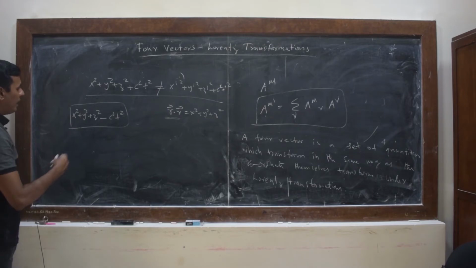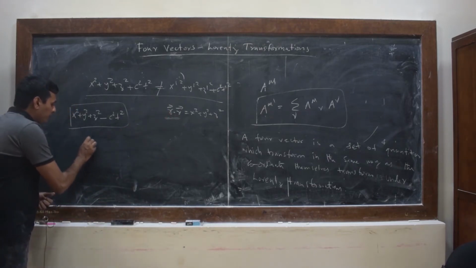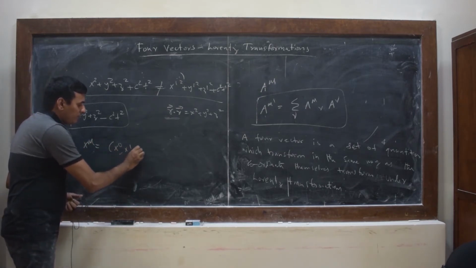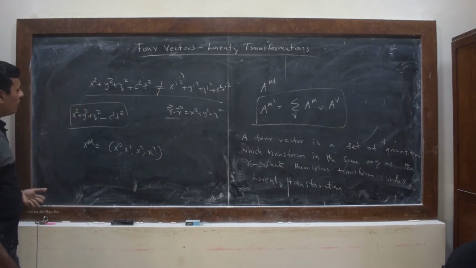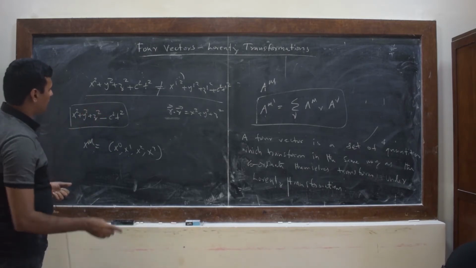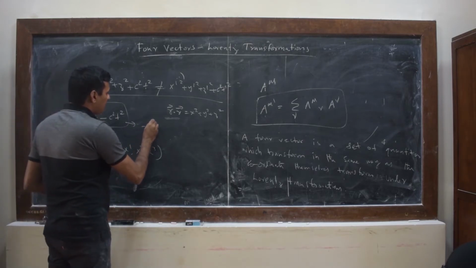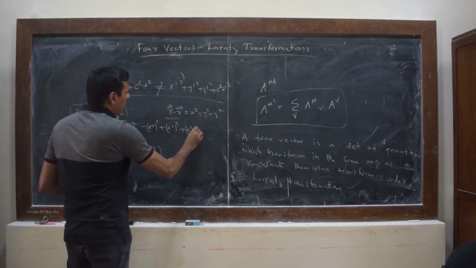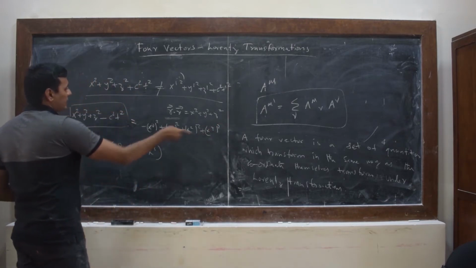In order to do that, here you have the vector r, right? So, I will introduce a vector x mu, whose components are x0, x1, x2, x3. Okay. And now in the language of this, I can write this as minus x0 square plus x1 square plus x2 square plus x3 square, right? This object is exactly equal to that.